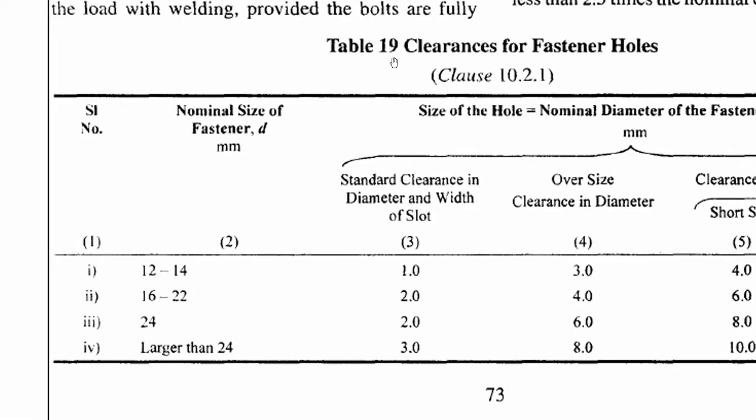Table number 19 suggests that 12 mm to 14 mm diameter bolts will require a standard clearance of 1 mm, and 16 to 22 mm diameter bolts will require a standard clearance of 2 mm, and a bolt diameter of 24 mm will require a standard clearance of 2 mm. A bolt diameter larger than 24 mm will require a standard clearance of 3 mm.